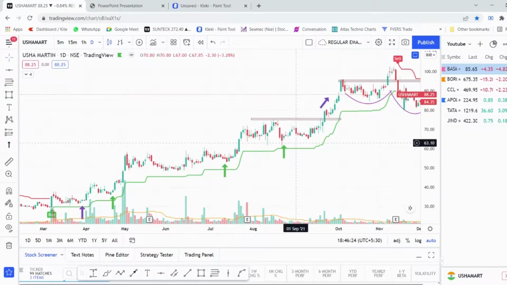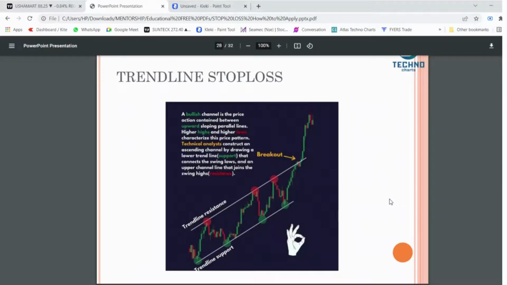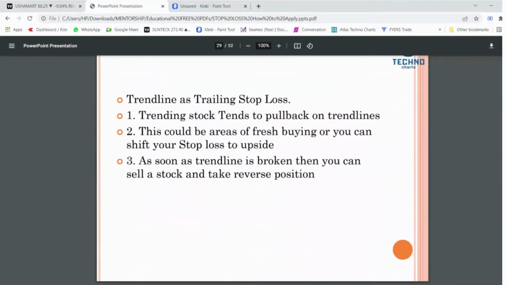So this is a trend following indicator that will help you identify a trend reversal, or a trend change, also. The final method of placing a stop loss is the trendline method, where you can plot a stop loss below the trendline as long as the stock is moving above it. In the case of trendlines, trending stocks tend to pull back to the trendline. This can be used for fresh buying areas, or you can shift your stop loss upwards. Similarly, like Super Trend or moving averages, as soon as the trendline is broken, you can sell the stock and take a reverse position in the case of short selling, or you can exit the stock.